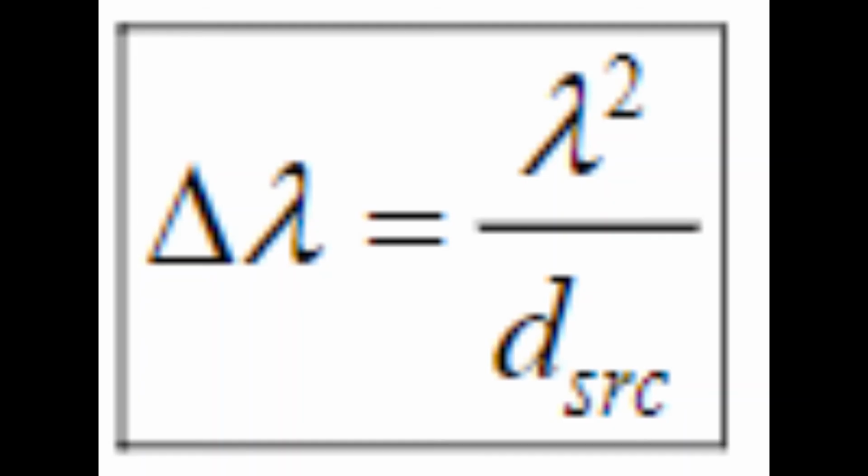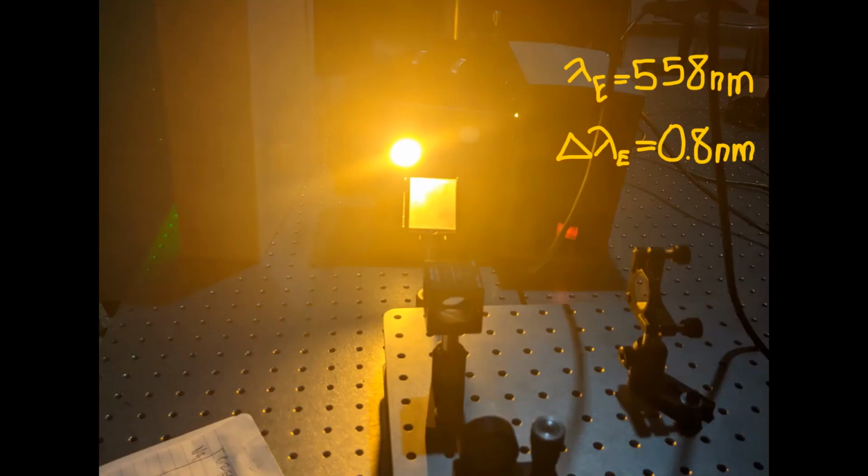To find in part C the bandwidth of the sodium doublet, we use this equation, which is lambda squared over the distance of the source. For part C, we are finding the distance from a null fringe to another null fringe, and then dividing by 2, because in these cases, when the mirror moves a certain distance, we have to divide this distance by 2, because the optical path is being multiplied by 2. And then for the bandwidth, we found this to be 0.8 nanometers.